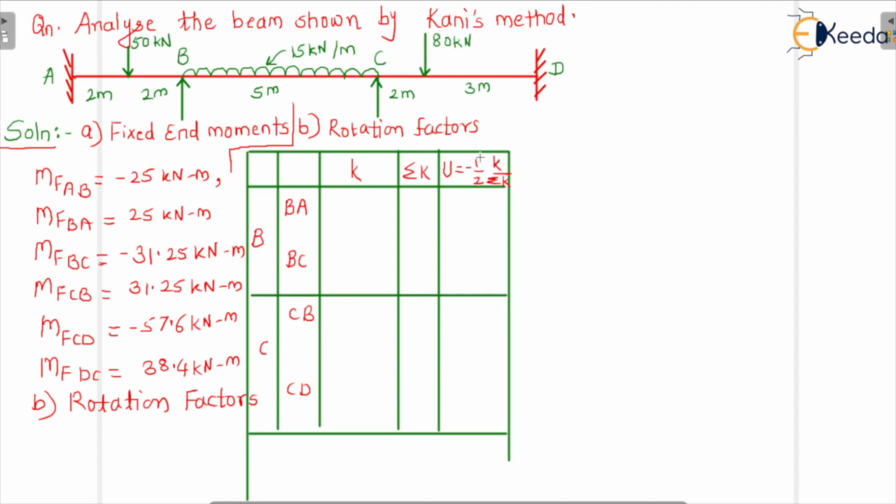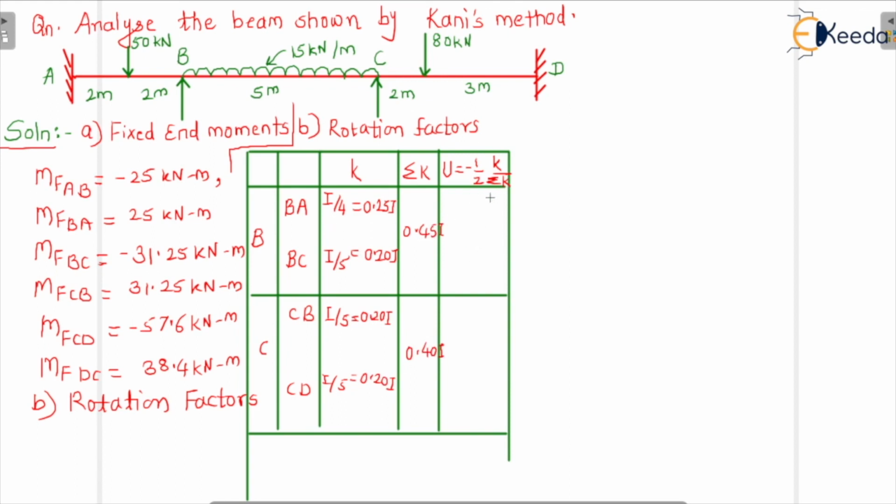So this is our formula. For BA, we know that it's a fixed end, so it is I by L, I by 4. So we get the answer as 0.25 I. For BC it is I by 5, as this span is 5 meter, so we get 0.20 I. Then for CB we get I by 5, so 0.20 I, and for CD it is again I by 5, so again 0.20 I. The summation of this is 0.45 I and this is 0.4 I. Just add them.